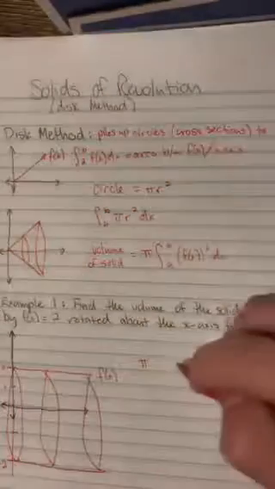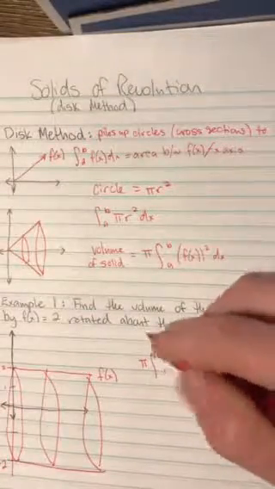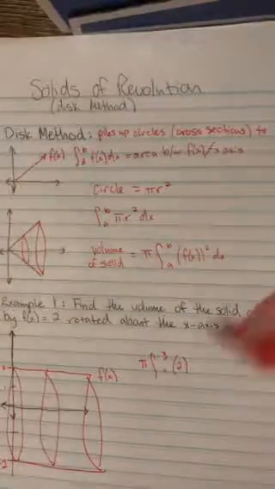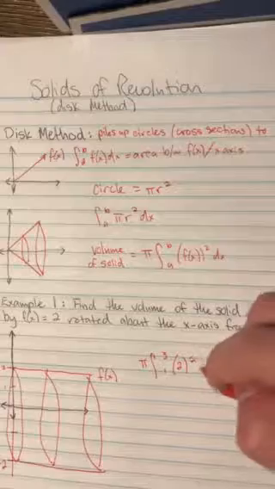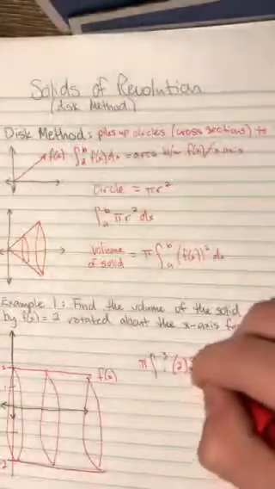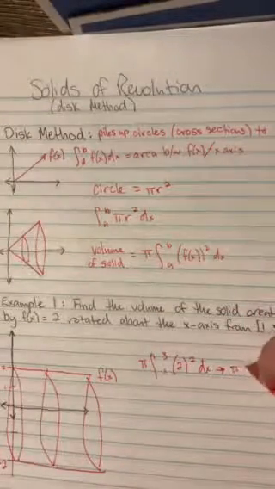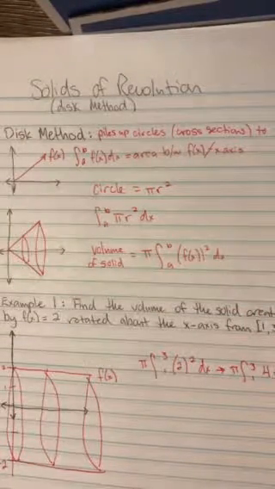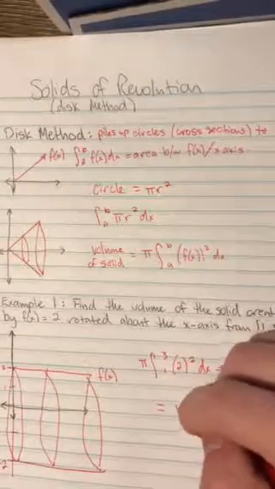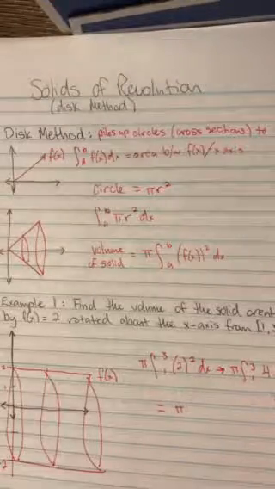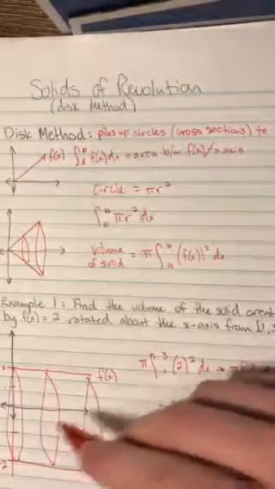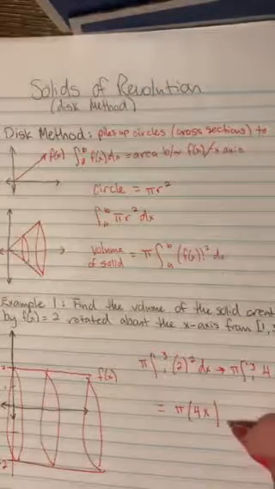So we have pi times the integral from 1 to 3 of 2 squared dx, because 2 is our f of x in this case. Then you simplify, so it's pi times the integral from 1 to 3 of 4 dx. This equals pi times the antiderivative of 4, which is 4x, evaluated from 1 to 3.